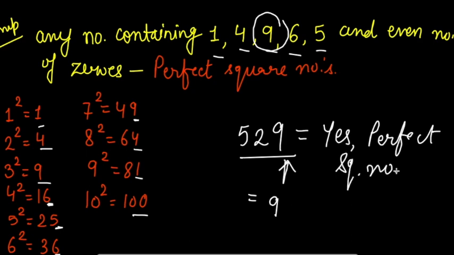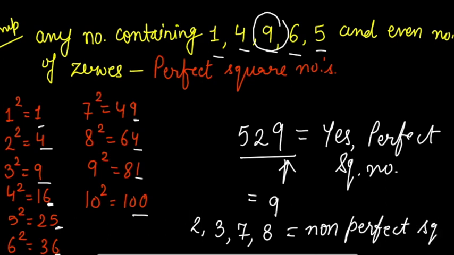Okay. Now what digits are we left with? We are left with 2, 3, 7 and 8. So numbers having 2, 3, 7 or 8 at the unit place digit are said to be non-perfect square numbers. Okay, so I can conclude: the numbers which have 1, 4, 9, 6, 5 or an even number of zeros at their unit place are said to be perfect square numbers, and the numbers having 2, 3, 7 or 8 at their unit place are said to be non-perfect square numbers. Okay, so these were the 4 important properties about the squares.